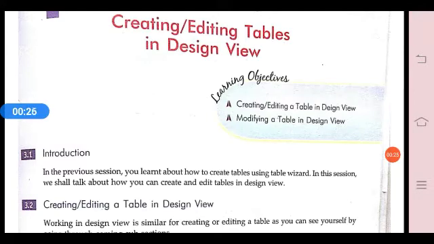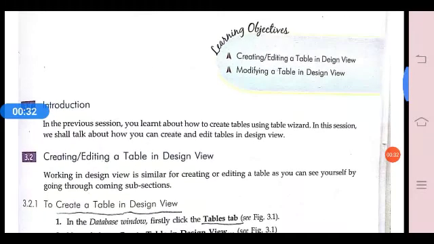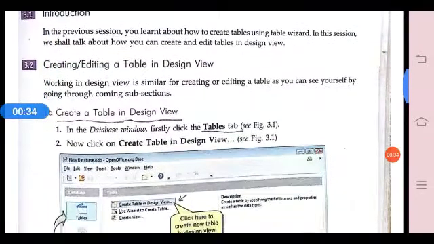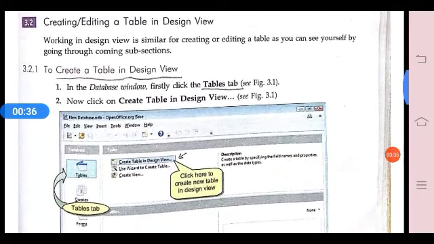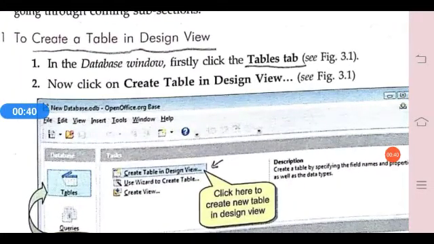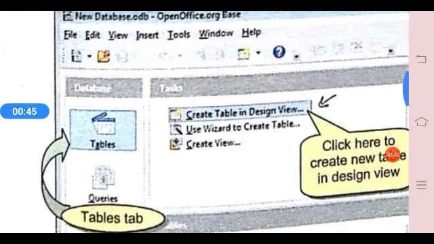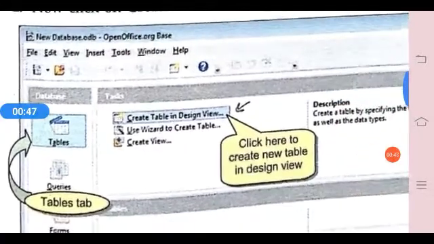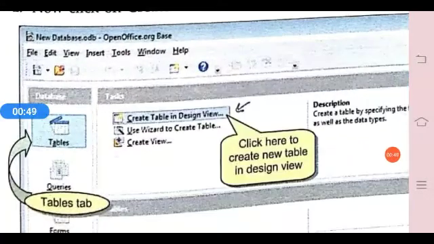In previous lecture, I explained how to create a database table using a wizard. In design view, you have to create a table, then you will follow the following steps. In the database window, first click on the table tab like this. Then choose create table in design view option. Click on the option.